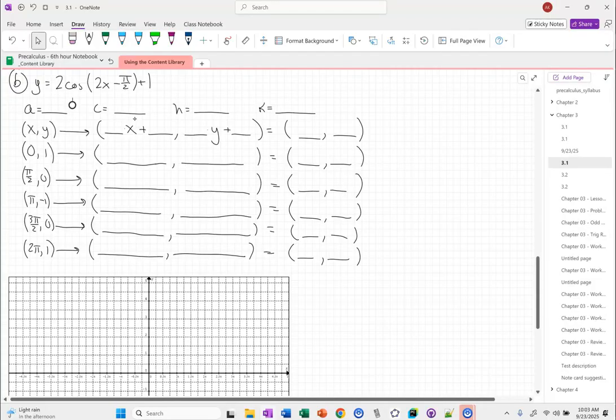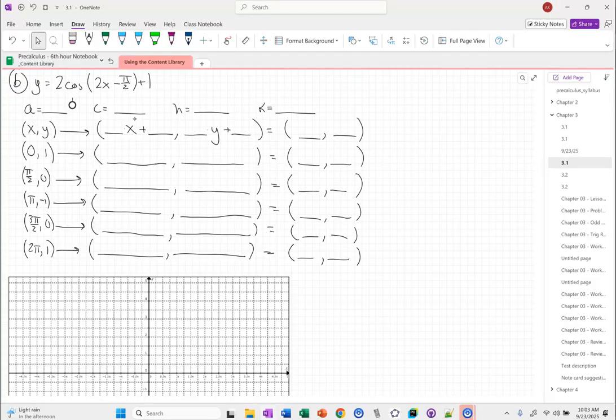All right, who can tell me the value for A? 2 is correct. The next easy one is the K. Annabelle, what's that? 1. Great. Then we look for C. What's that, Isaac? 1.